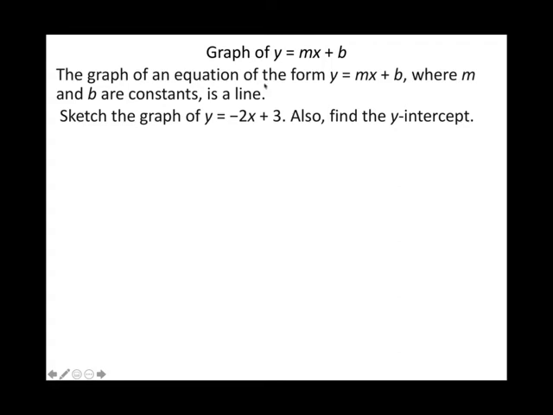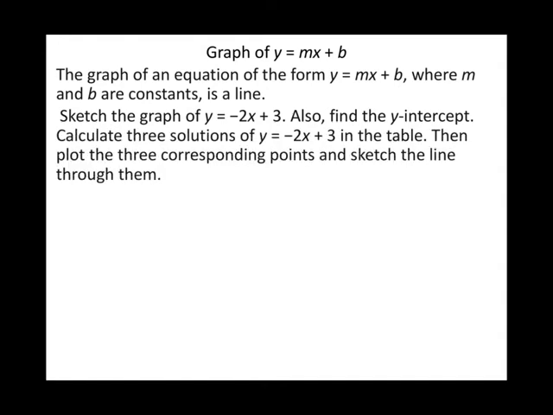Okay, graph of y equal to mx plus b. The graph of an equation of the form y equal to mx plus b, where m and b are constants, is a line. Sketch the graph for this equation. Also, find the y-intercept. Remember what is the y-intercept? When your linear equation hits the y-axis, that point is called the y-intercept. Calculate three solutions of this linear equation in the table. Then plot the three corresponding points and sketch the line through them.